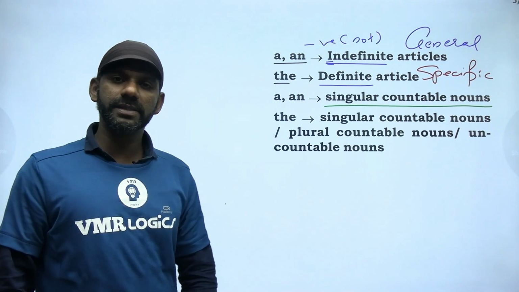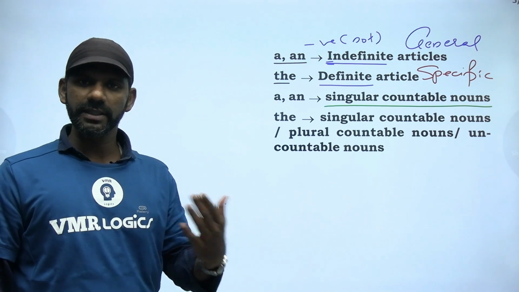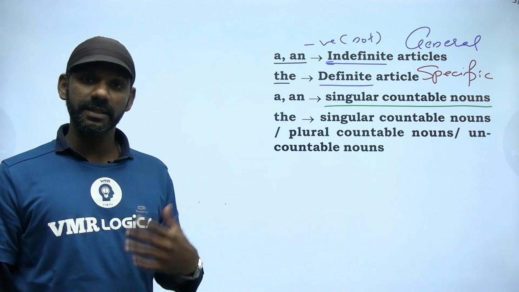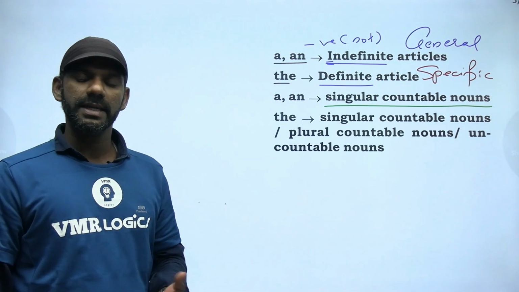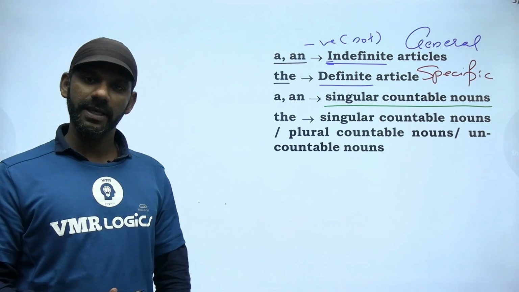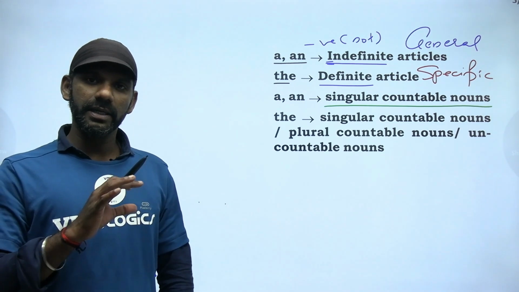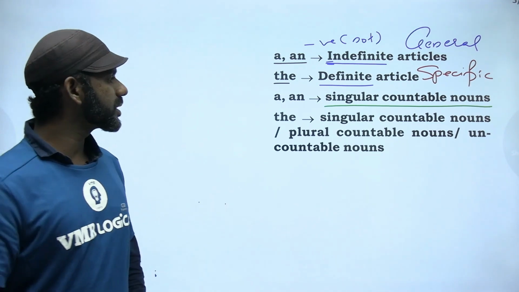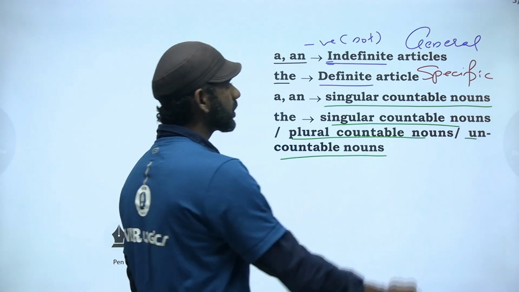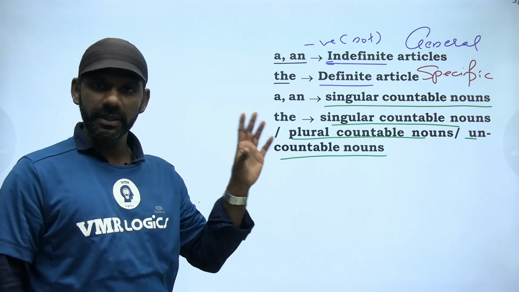Can the be used with singular countable nouns? Yes: the boy, the book, the girl, the pen. Can the be used with plural countable nouns? Yes: the boys, the girls, the books. Can the be used with uncountable nouns? The water, correct? Yes: the information, the tea, the sugar, the milk. Now, the can be used with singular countable nouns, plural countable nouns, and uncountable nouns, whereas a and an are used with singular countable nouns.